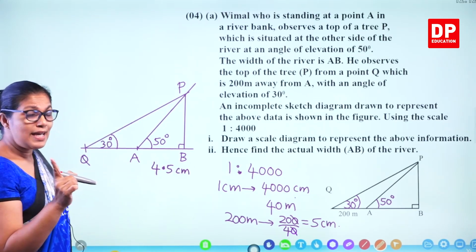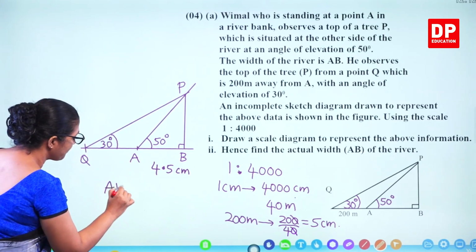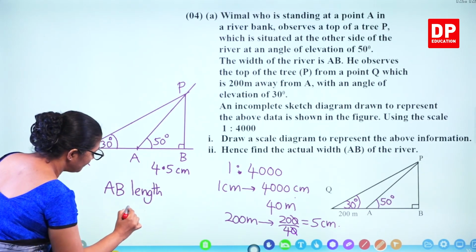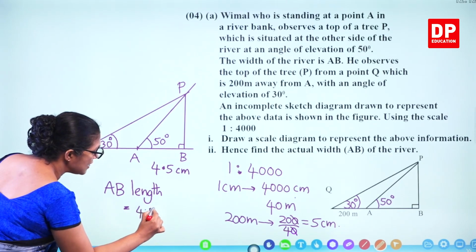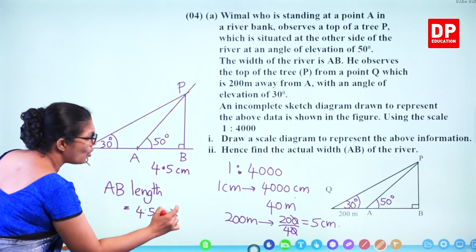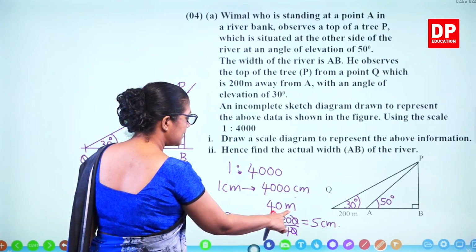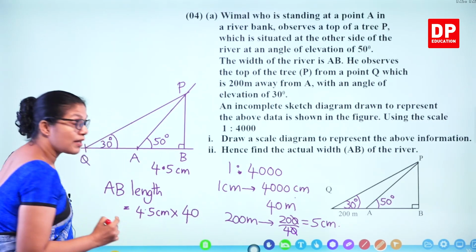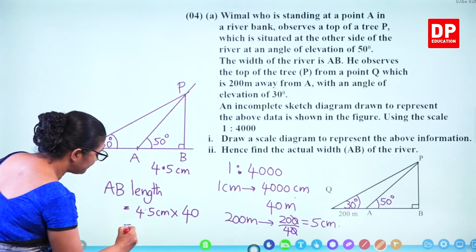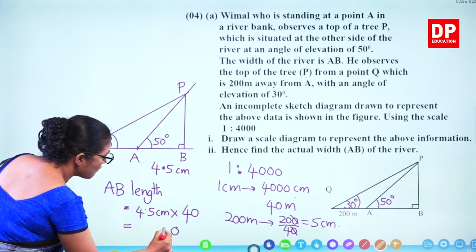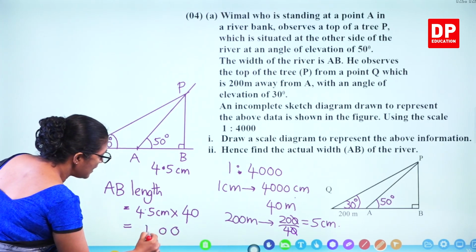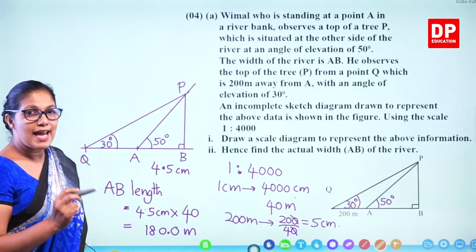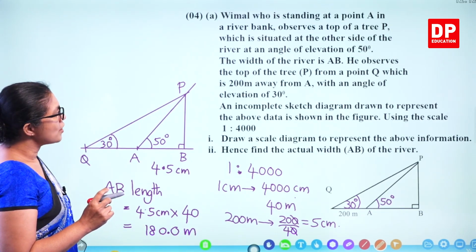So what's the actual length? The AB length is 4.5 centimeters into, what's the scale? So we have to multiply by 40 to convert to meters. 4 times 5, 20, 2 remaining and 18. So keep one decimal place. So 180 meters is the actual length.